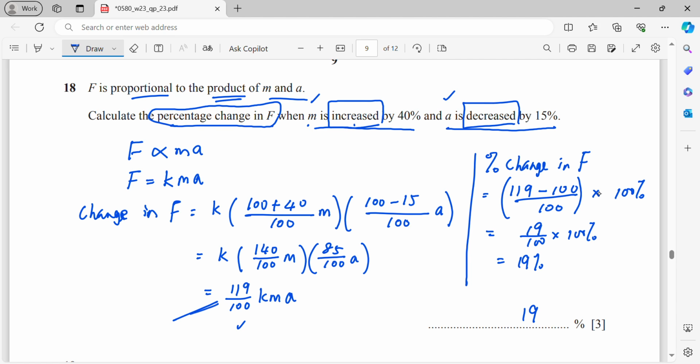Basically, when you look at here, when the numerator is more than 100, it means that it's increased. So for 119, you just minus 100. That will be the percentage.